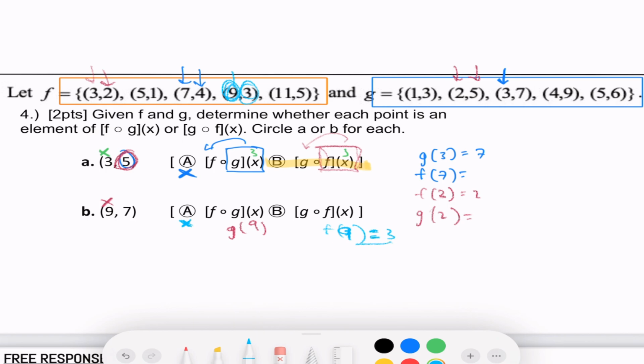So the 3 now is going to become the input for my g value, right? So f first, put it into g. Let's look at g of 3, and the answer is 7. And that's what we wanted. So again, the second one would also be B.